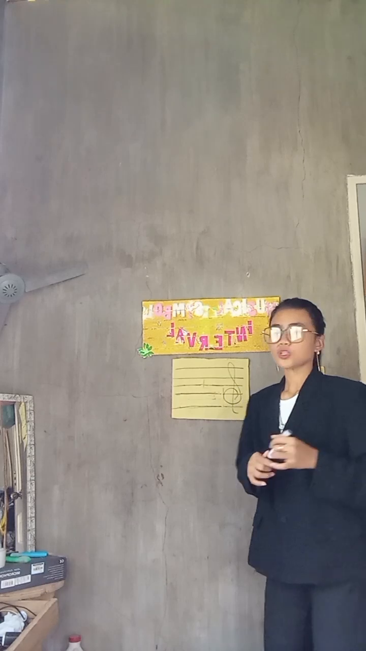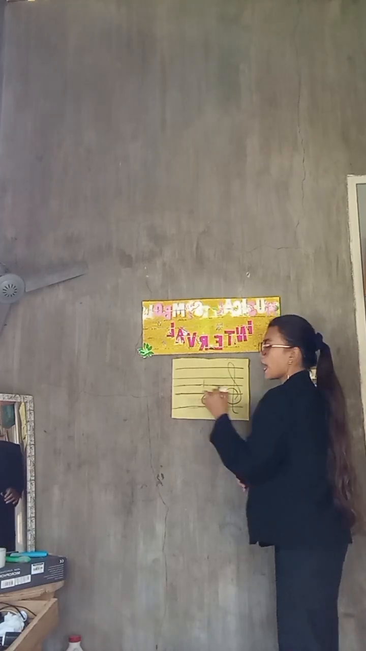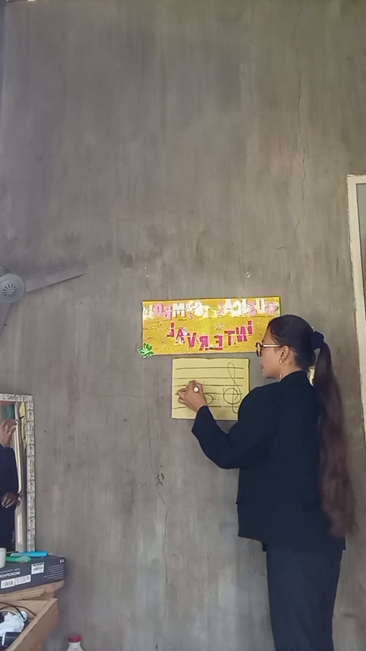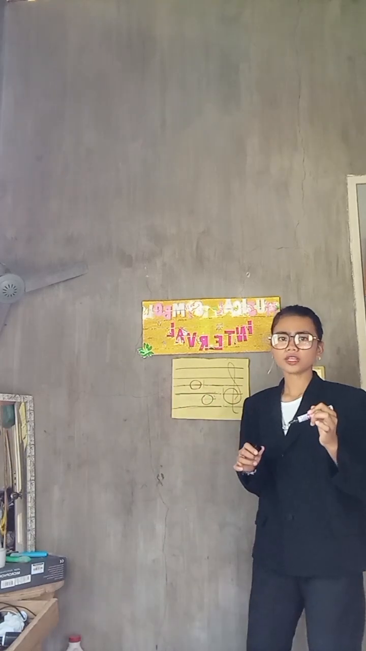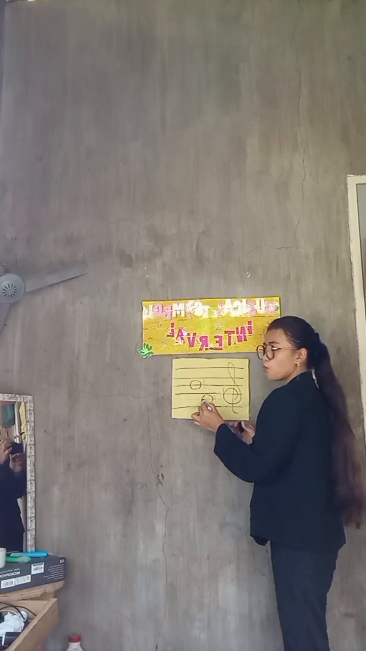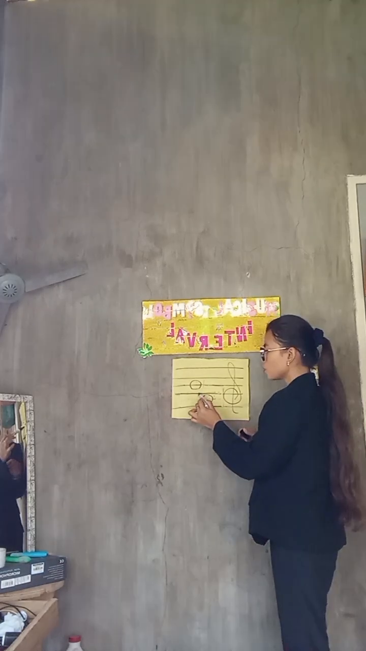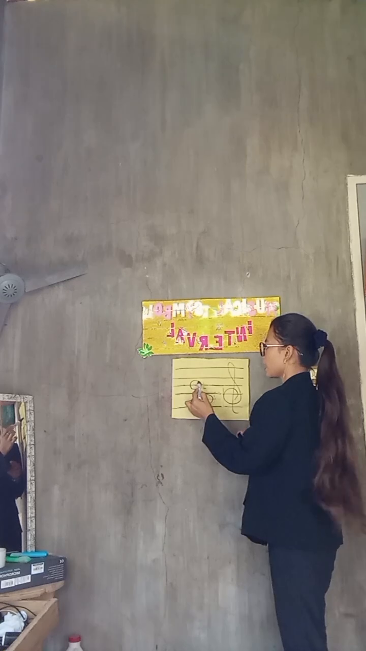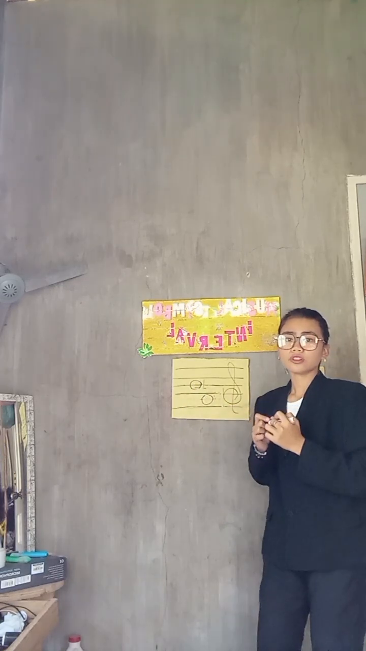So if the first note is in the space and the second note is in the line, how do we know the interval of these notes? This is how we count the interval. 1, 2, 3, and 4. So the interval of these notes is 4.